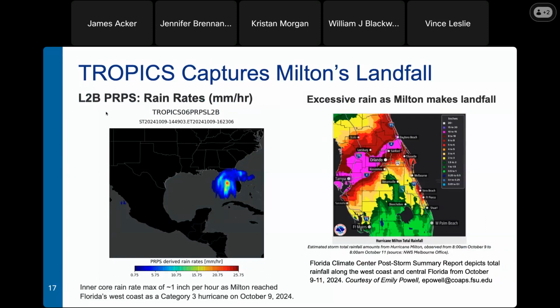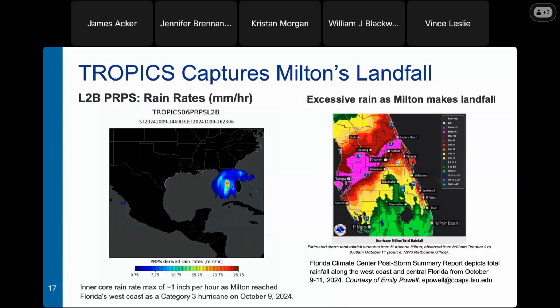And then we have the level 2B precipitation product. We're looking at rain rate. And so we're looking here at the 9th of October, which is just the beginning of landfall. You'd probably say landfall more squarely happened on the 10th. But here on the right, you can see this inner core rain rate maximum of about 1 inch per hour as Milton headed to Florida's west coast on the 9th.